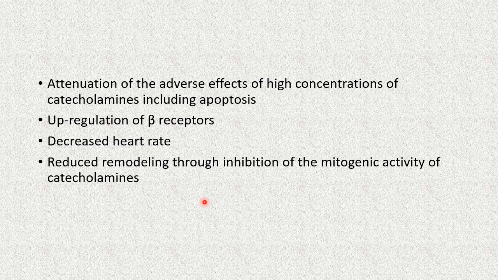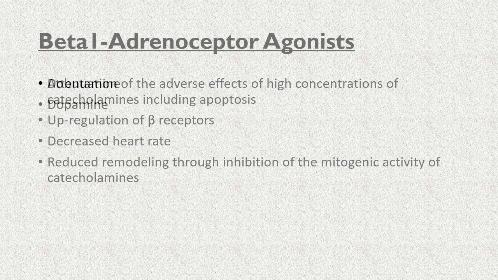Because of that compensatory process, long-term release of the catecholamines will lead to downregulation of beta receptors. So if we give beta blockers, it will upregulate the beta receptors. It will also decrease the heart rate, and it will reduce the remodeling by inhibiting mitogenic activity, because we don't want the formation of new myocytes and the connective tissue for remodeling. We have to prevent that hypertrophy thing. So this is the rationale, and this is really important.